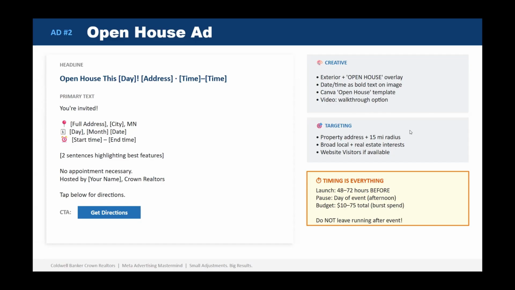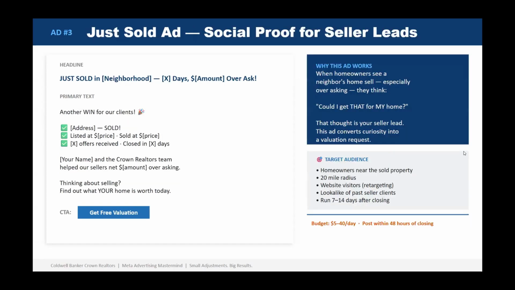Okay. I'm watching my time and I'm like, okay, I gotta go faster. I gotta go faster. Just sold ad. Why do we use just sold ads?